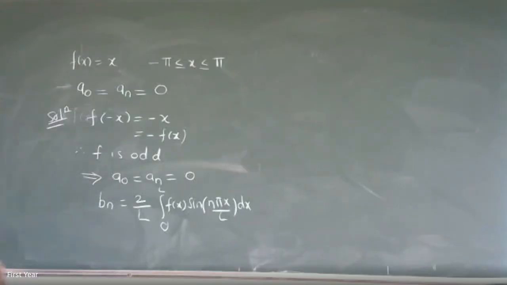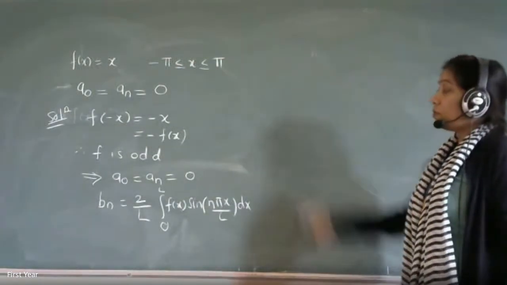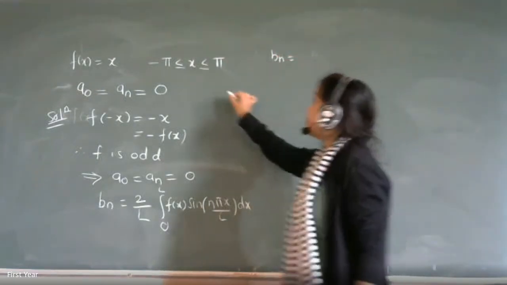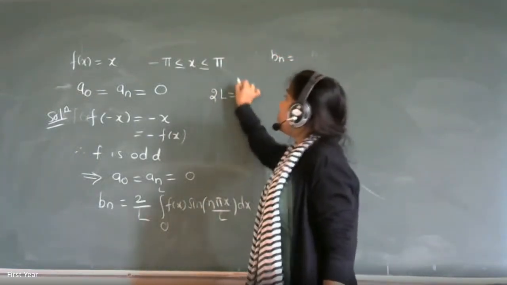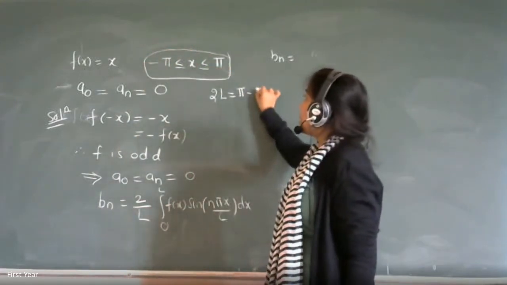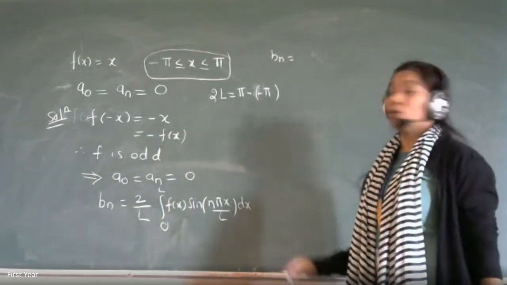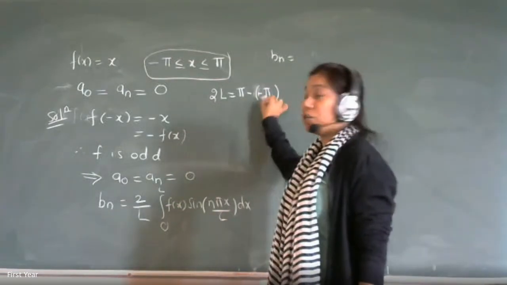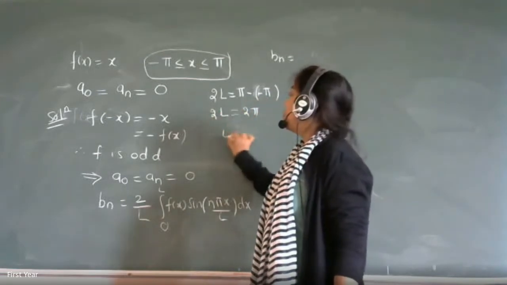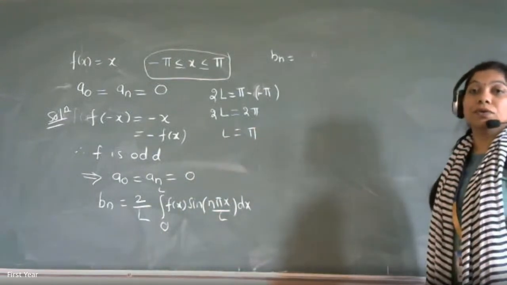So bn is this formula, and therefore what we will get now, if your function f of x is this, find the value of bn. bn will become this. What is the period of the function? That we find with the help of this integral: upper limit minus lower limit. So what is that? Pi minus minus pi, 2 pi. Correct? 2n is equal to 2 pi, so n is equal to pi.